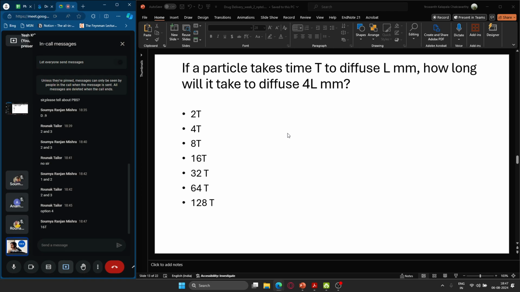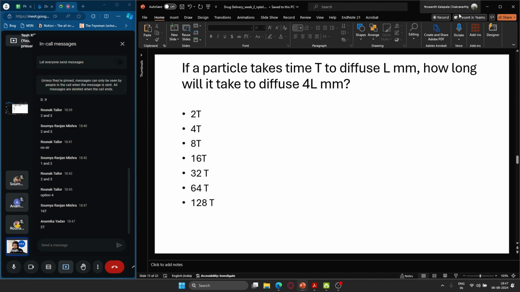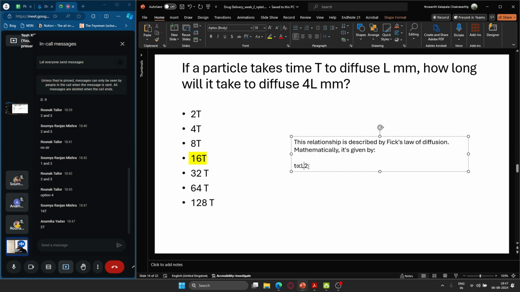16t. Yeah. So, okay. You're saying 2t. Can you briefly explain how? Or let's discuss. So, it's not 2t, it's 16t, because if you look at Fick's law of diffusion, you'll basically find that it's not L2, it's L squared. So it should be like this, or this.